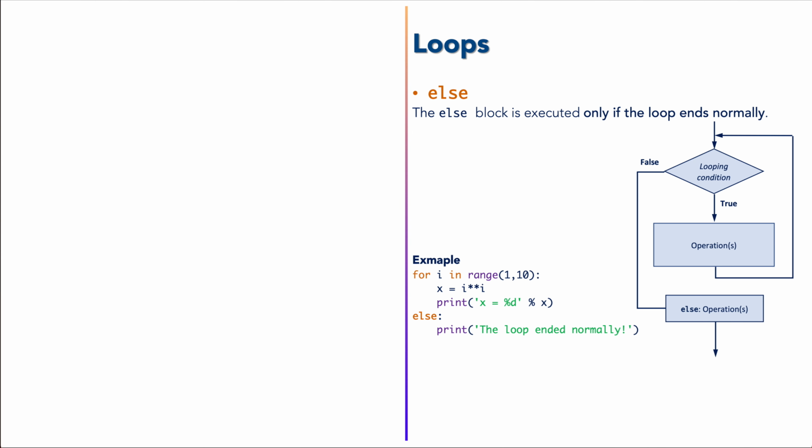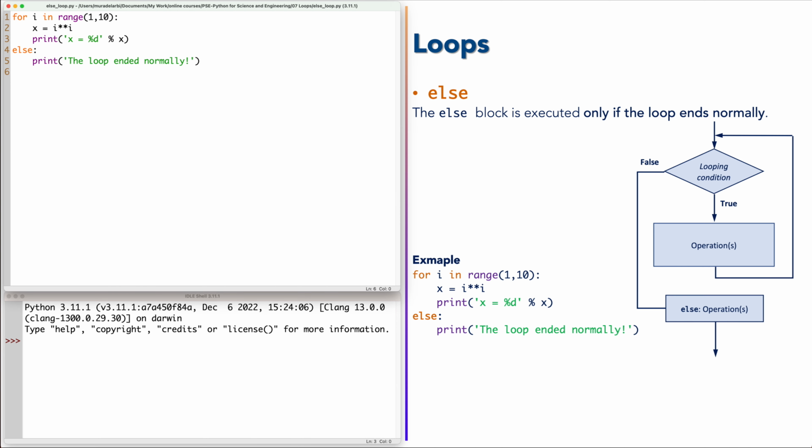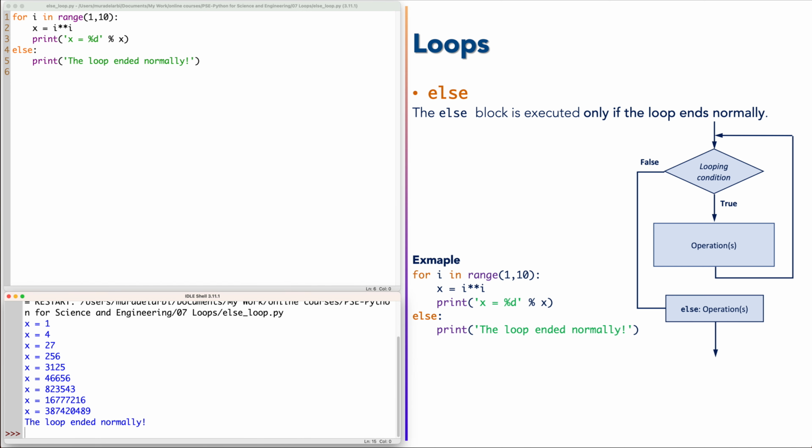So as you see in this example, we added an else statement or else block to the for loop to print that the loop ended normally. Let's run this example. So as you see here, since the loop continued normally to the end, the print statement in else block displayed the message, the loop ended normally.